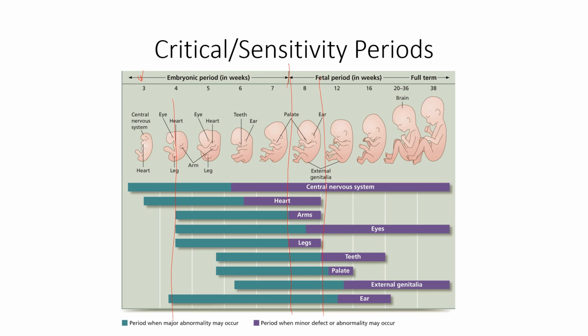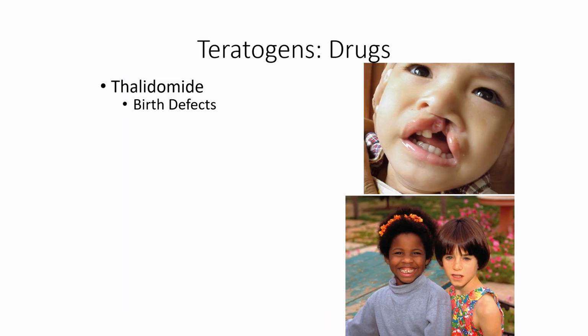So it's during that time that major and minor abnormalities can occur. On the next slide, I'll talk about how we found out most of these. So, the first set of teratogens we're going to talk about is drugs, different drugs, chemicals that are taken in.